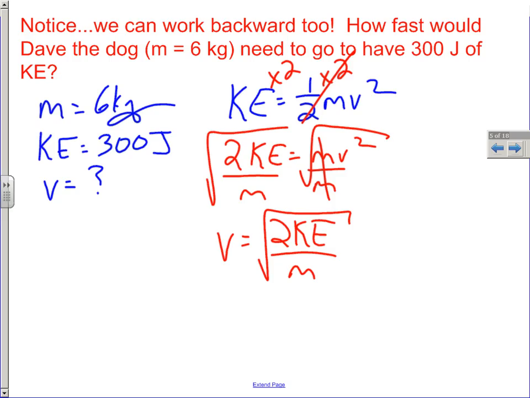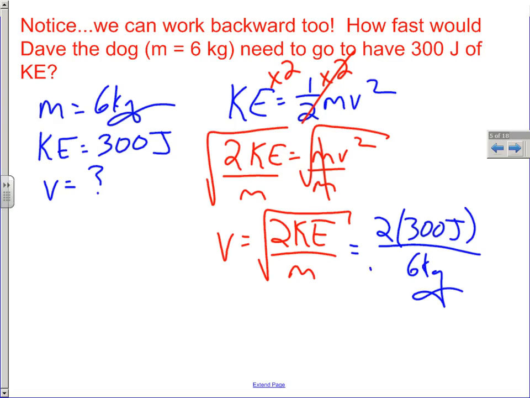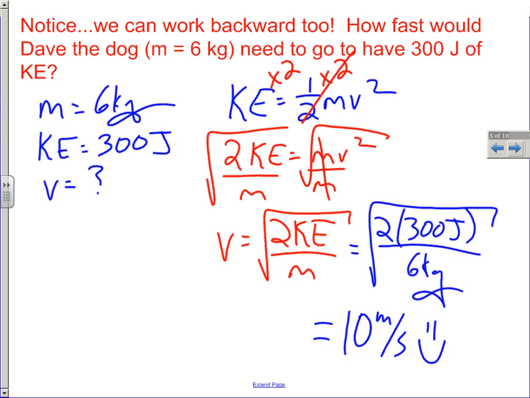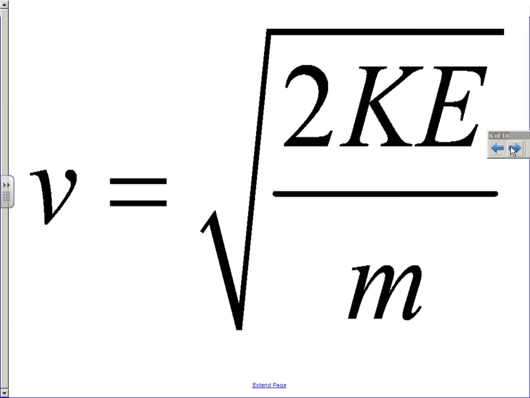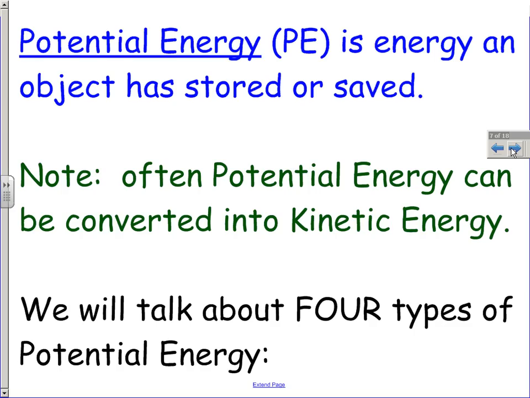Okay? So let's plug in our numbers. 2 times 300 joules over 6 kilograms, square root. So 2 times 300 is 600, divided by 6 is 100, square root it, and you get 10 meters per second. All right. If you didn't write it down for some reason, there's your equation for velocity. All right. Moving along. Potential energy.